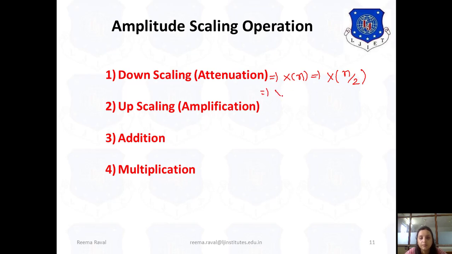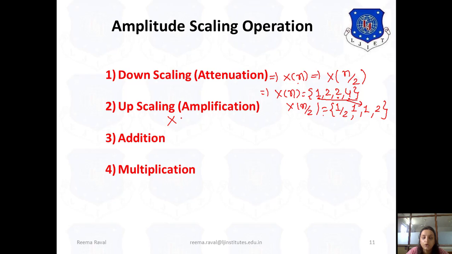How? Let's say for example x of n is 1, 2, 2, 4, right? For this we are going to change the amplitude, not the timing instant. So x of n by 2 will be: first value 1 by 2, then 2 by 2, that is 1, then 2 by 2, again 1, then 4 by 2, that is 2. So from this x of n, I am getting x of n by 2 like this. That means we are downscaling, or attenuating, the signal.